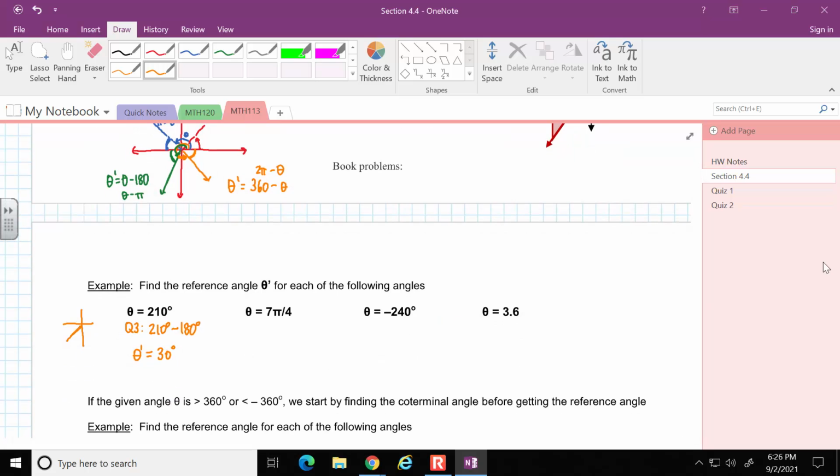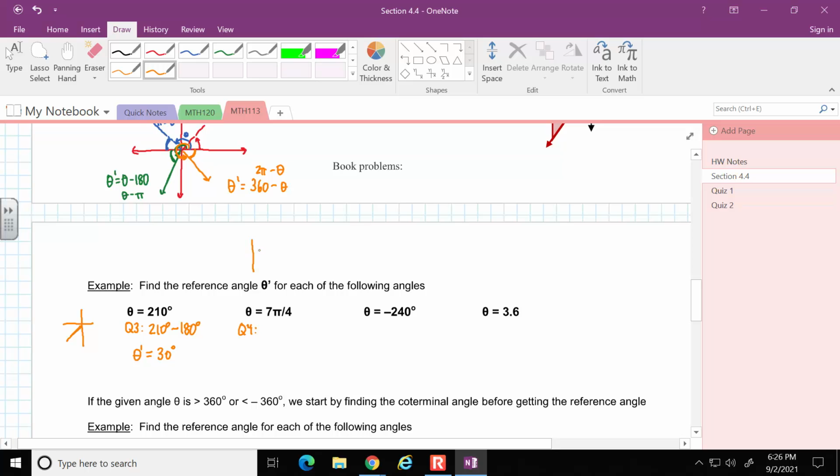Okay, what about 7 pi over 4? What quadrant is that in? That's a little harder. Thinking back in radians now. No, actually, it'd be in the 4th quadrant, right? Because if you go all the way around, I'm at 8 pi over 4. So if I go just another 45 degrees backwards, I'm actually going to be in quadrant 4.